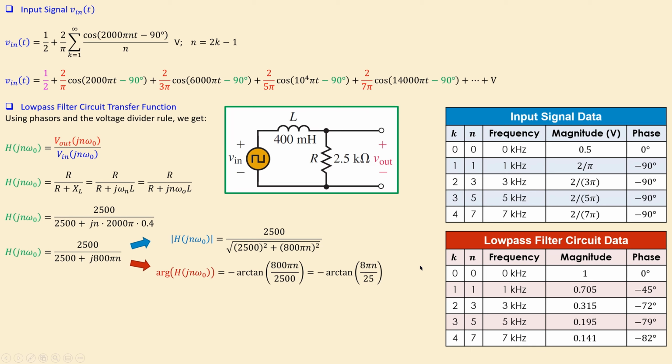In this case, I have the table for my low-pass filter circuit for the magnitude and also for the phase for the associated frequencies. So I have actually a similar table generated for my low-pass filter also. We will use these two tables to generate the output signal. So let's look at our next step.